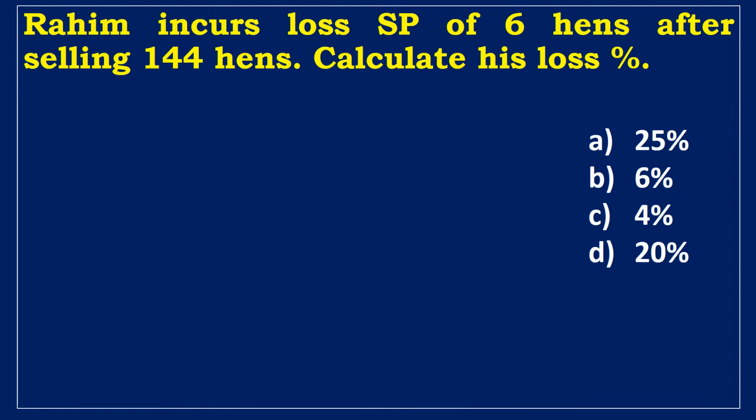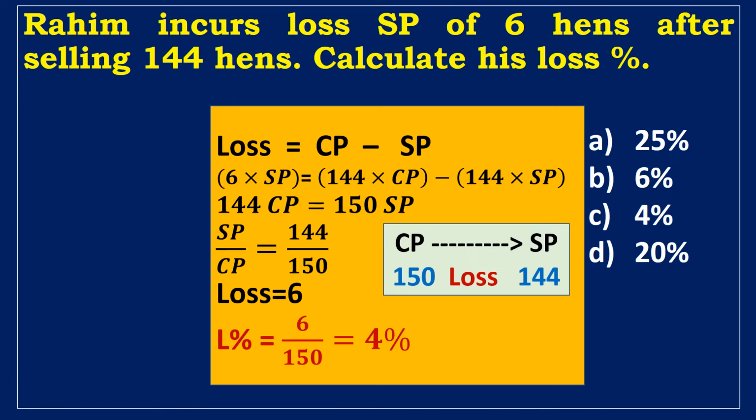Let's look at another example. To better comprehend this loss percent concept, Rahim incurs a loss of selling of 6 hens after selling 144 hens. Calculate his loss percent. We know that the loss from the sale of an item is equal to the difference between the cost price and the selling price. Based on the given data, the selling price of 144 hens would be 144 into the selling price and its cost price would be 144 into the cost price.